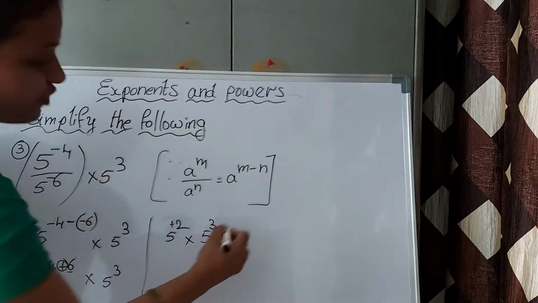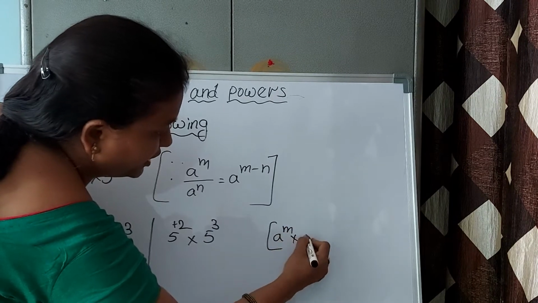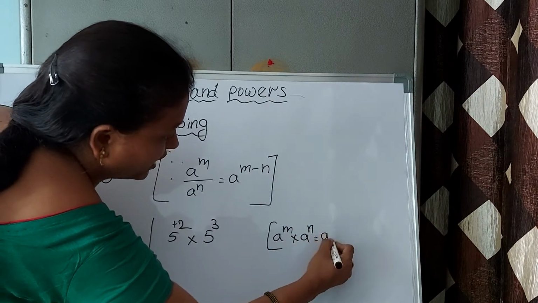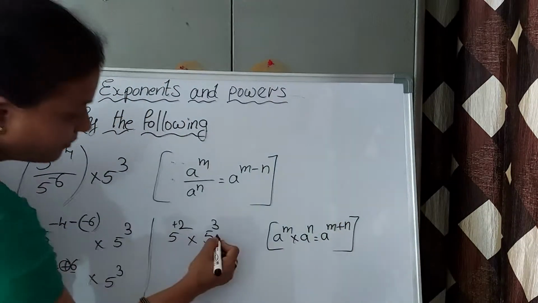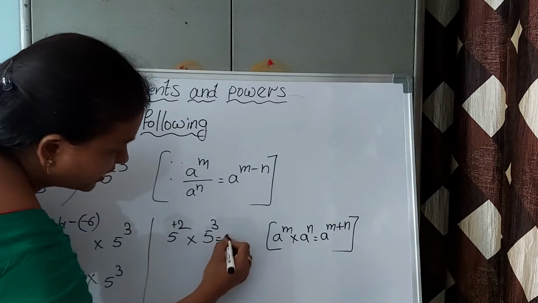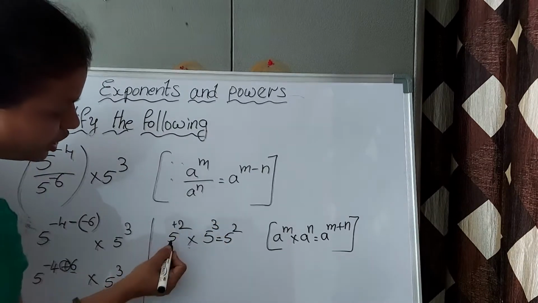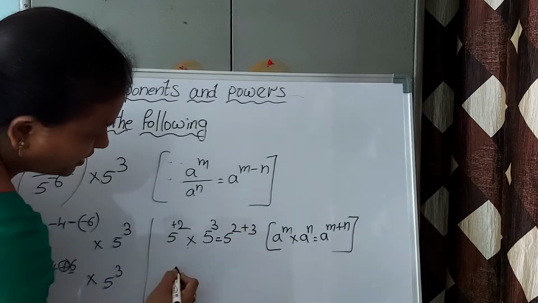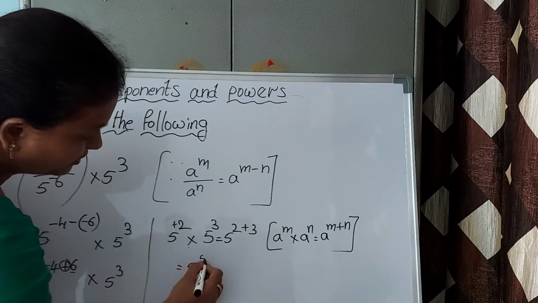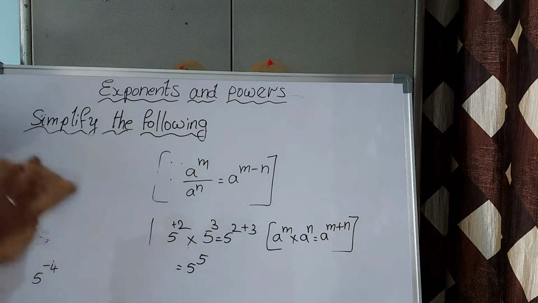Now this is in which formula? Again you have to see the formulas. A power m into a power n is equal to a power m plus n. So 5 power 2 into 5 cube is 5 power 2 plus 3, that is equal to 5 power 5. Understood? Next one.